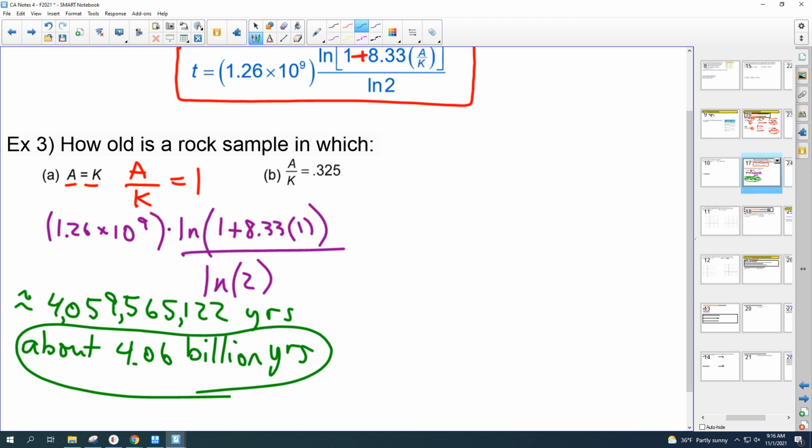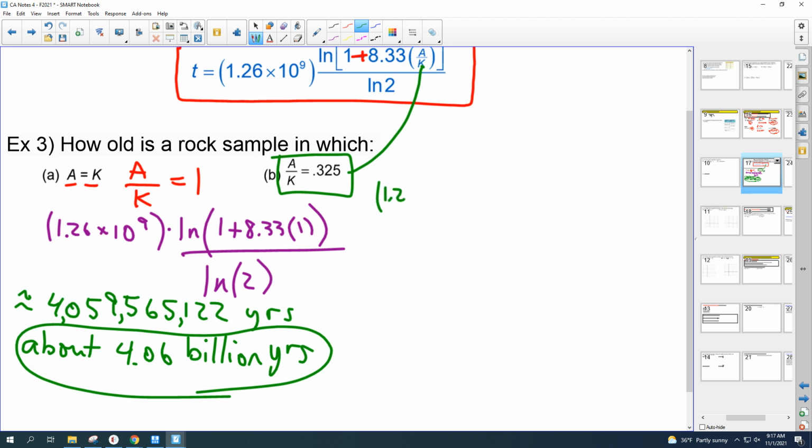You ever wonder how they figure out that such and such a rock is 4 billion years old or whatever? They're using some sort of formula like this. So part B is basically the same thing, except this time they give you this information. Well, A over K is 0.325. We're just going to plug that into that position in the formula. So really, it's just a plug and chug question.